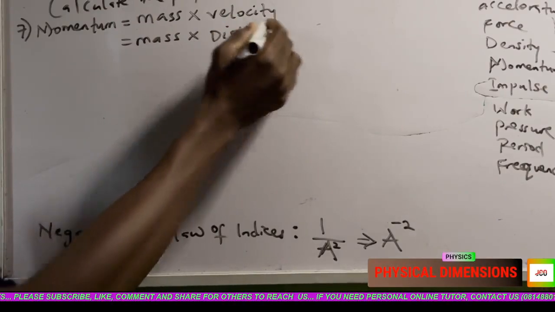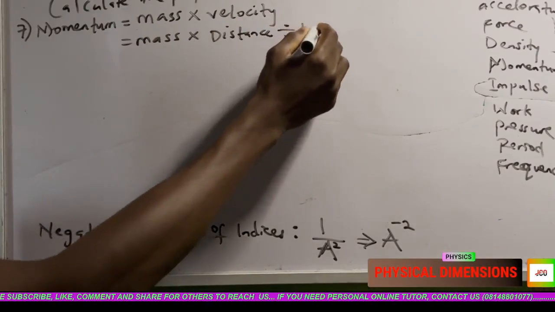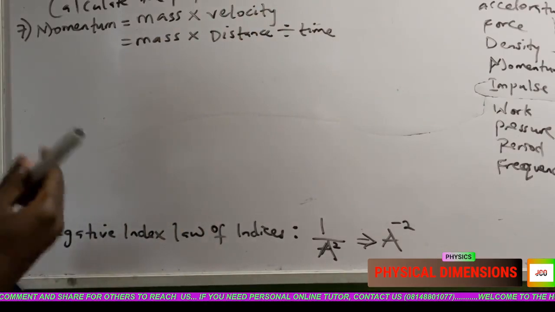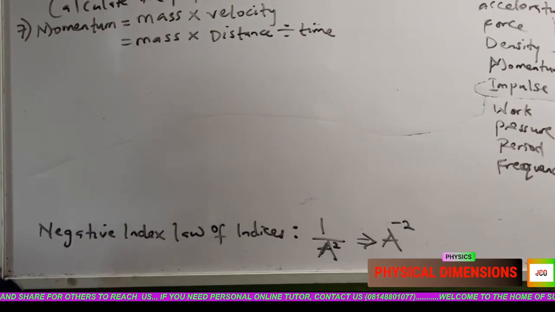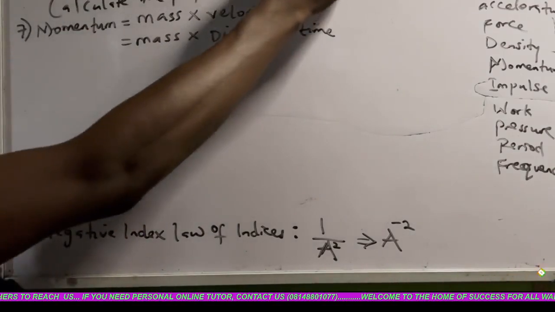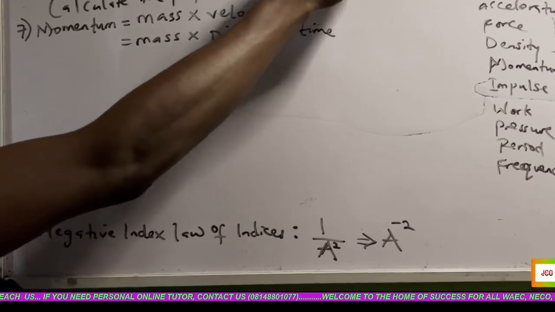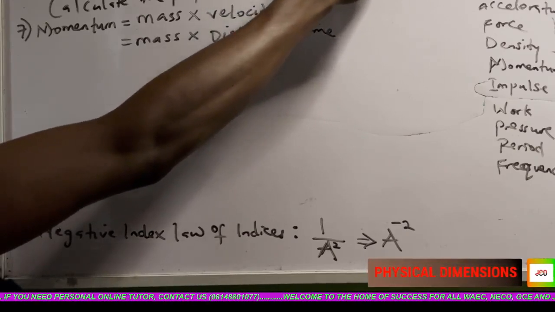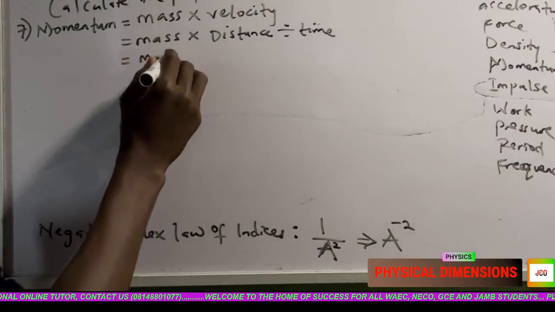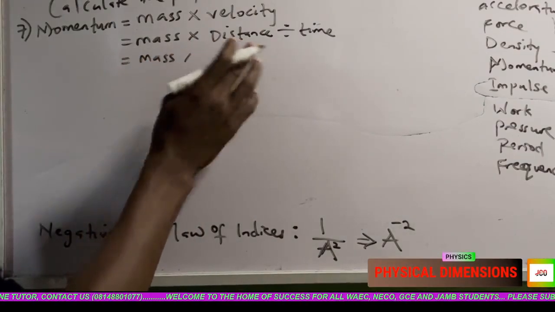distance divided by time. When we differentiate velocity from speed, velocity is displacement over time. But displacement and distance are the same thing for physical dimension, so that's why I'm not bothered by it. But follow along. Mass times distance over time.